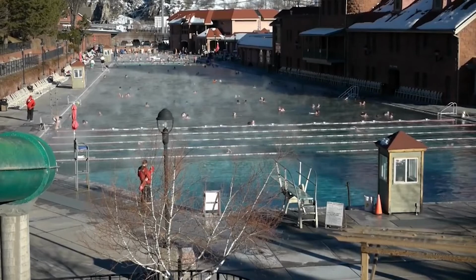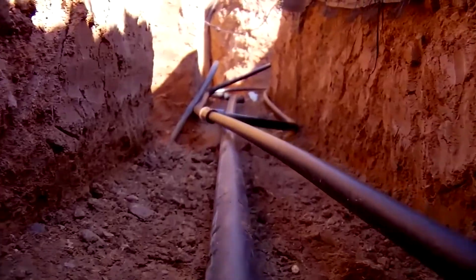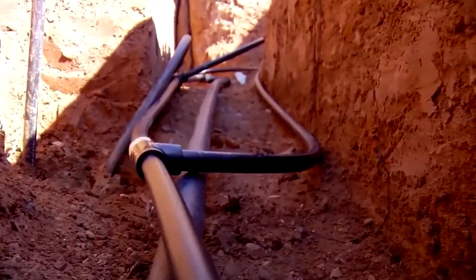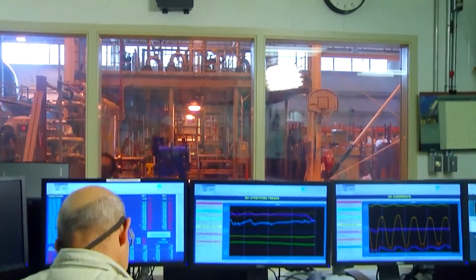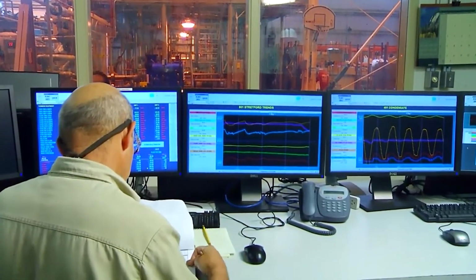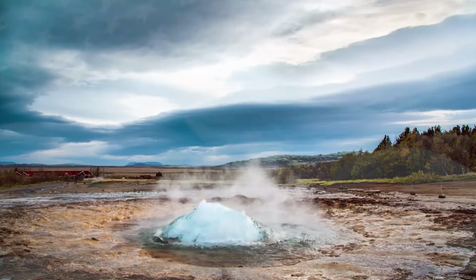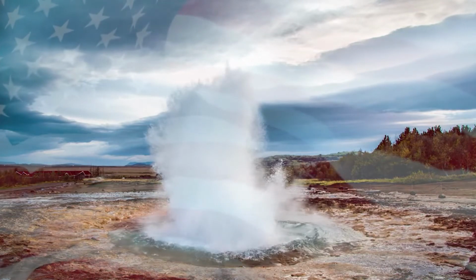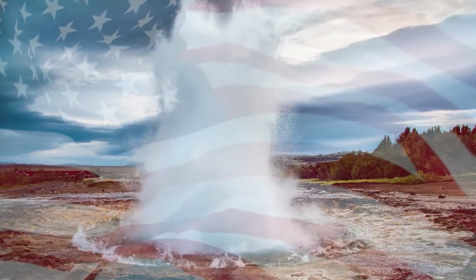So why don't we use more? Geothermal is one of the least explored sources of clean energy. With such a long track record, scientists continue to work on better ways to capture and use this clean, natural, renewable resource to be able to use it anywhere in the U.S.